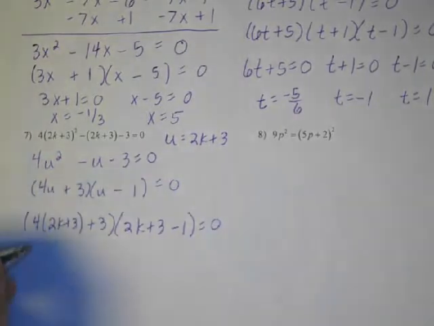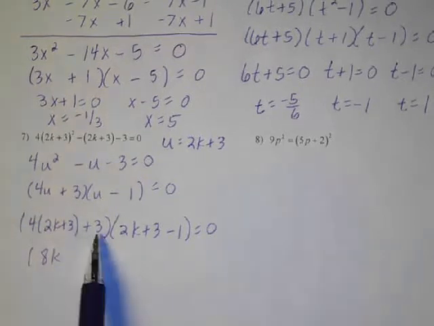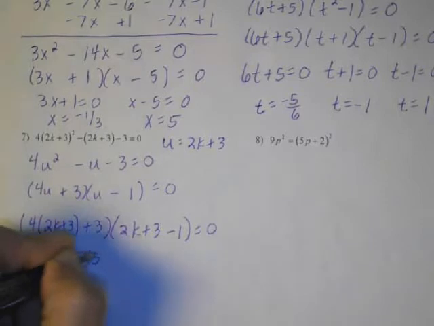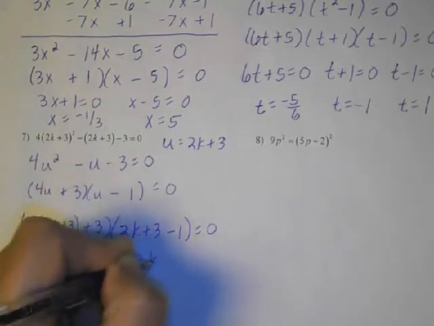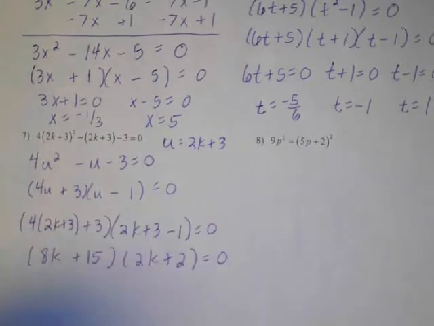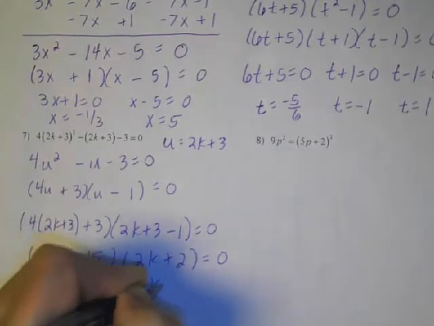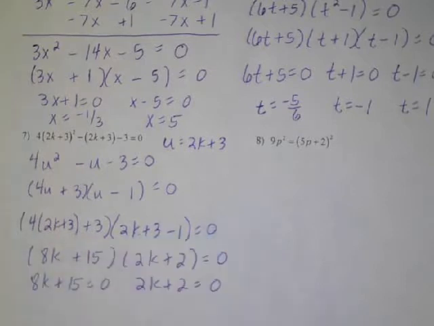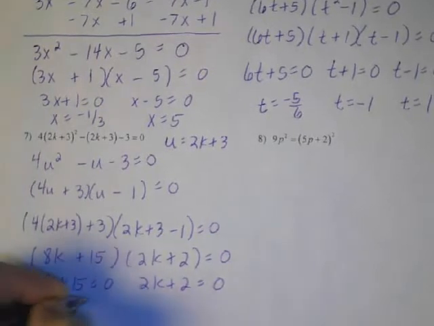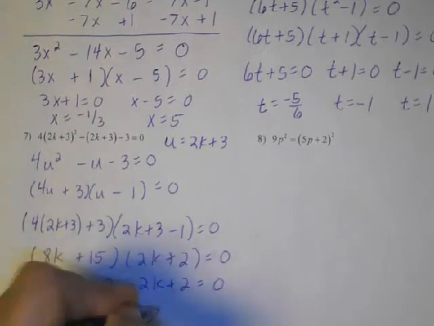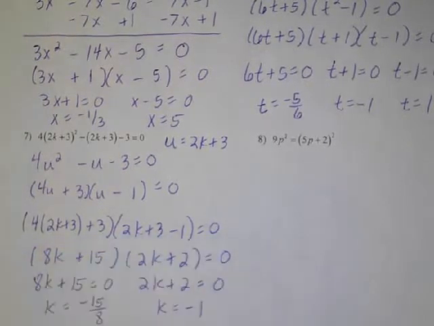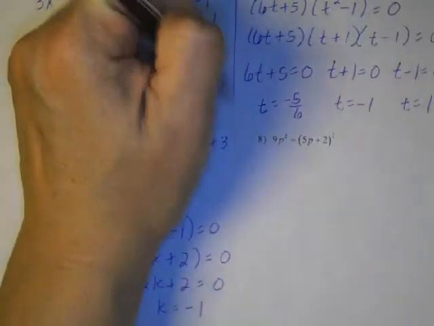I'm going to simplify these expressions by distributing. I get 8k, so that's 12 plus 3 is 15. And I get 2k plus 2 is 0. Set each one equal to 0 and solve. The first will make k equal to negative 15/8, and this will be k is equal to negative 1.